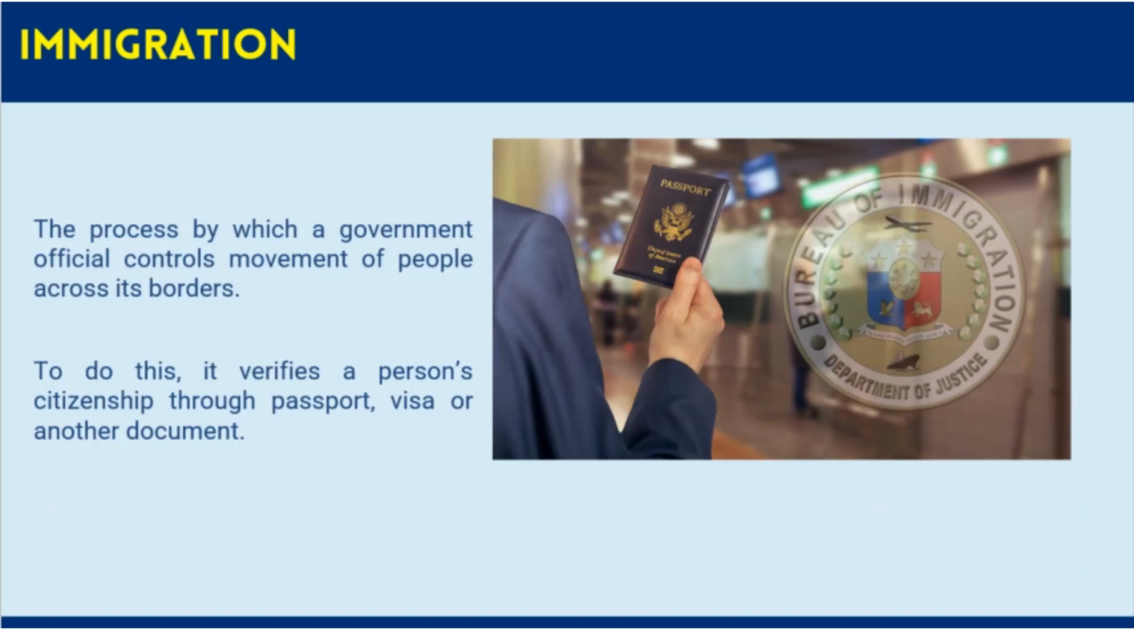Next is the immigration. So, the process by which a government official controls movement of people across its borders.